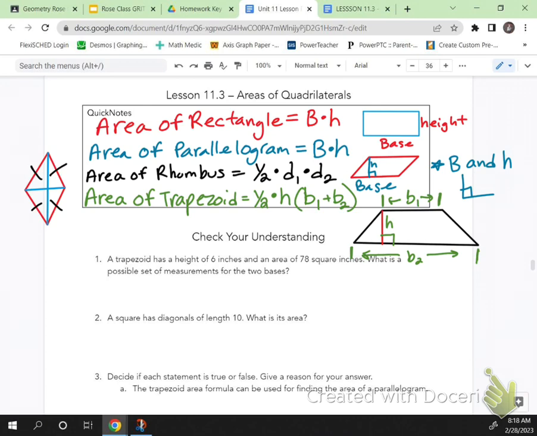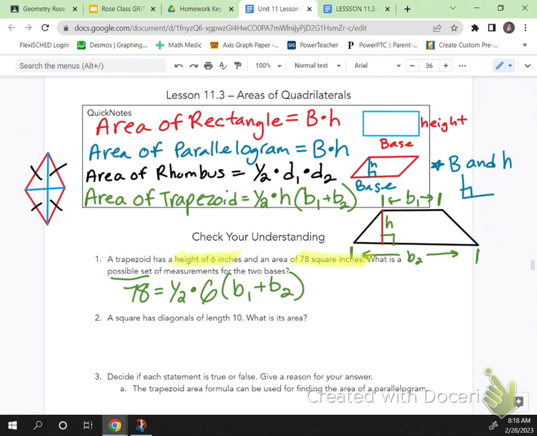First, I'm going to write down the equation and think about what I know. So the area for a trapezoid is half times the height times base 1 plus base 2. And what information do I know? Do I know A, H, B1, B2? We know A and H. We know area is 78. We know H is 6. And again, it's saying what are the possible set of measurements for those two bases.